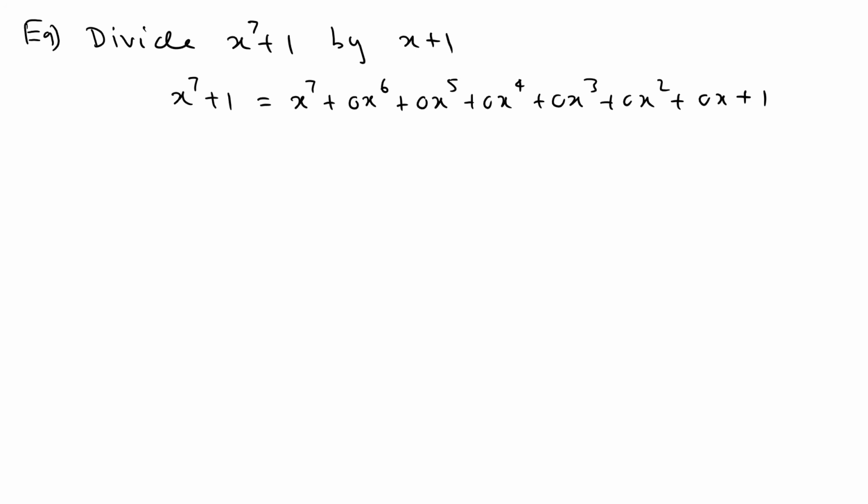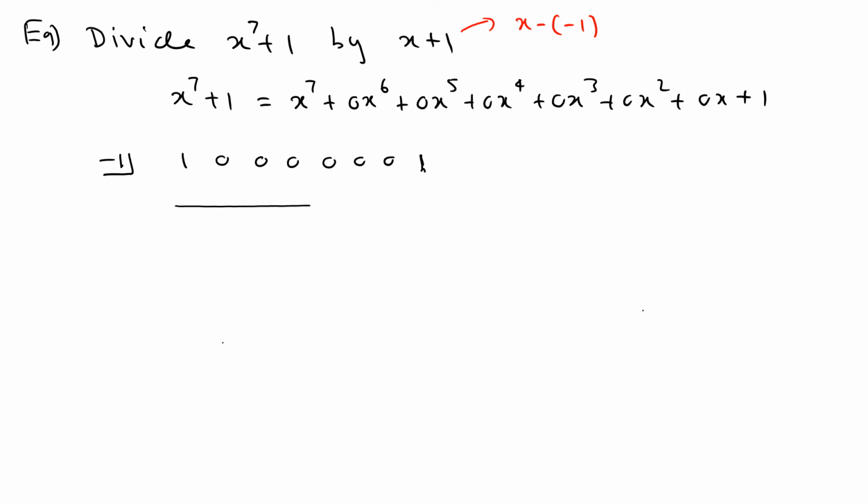So that means you can write your table like this. So we have 1, then 6 zeros and a 1. And then this is x plus 1. So with the minus sign, you can write this one as x minus negative 1. So that means the number is negative 1.